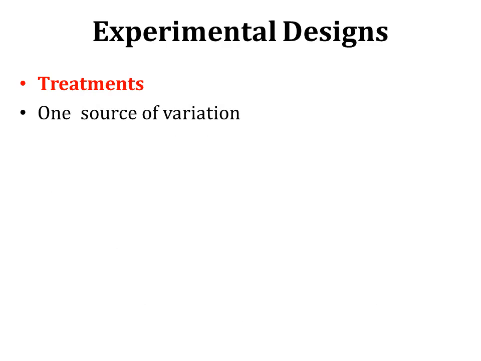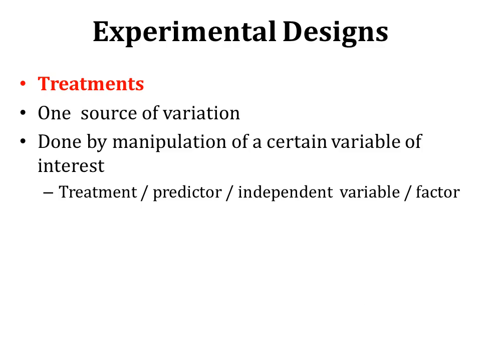Now let's talk about the sources of variation independently. The first source of variation is the treatments, right? Treatment is a source of variation, and this is deliberately introduced. This is done by manipulation of a certain variable of interest, and this is known as the treatment variable, or the predictive variable, or independent variable, or factor, right? These are different names for this independent variable that we are going to use, and the different treatments of the independent variable that we are going to apply on different experimental units.